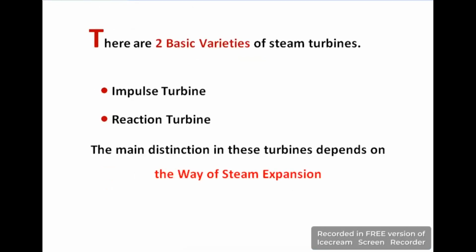Now I will proceed towards the types of steam turbine. So there are two basic varieties of steam turbine. The first one is impulse steam turbine, and the second one is reaction steam turbine. The main distinction in these turbines depends on the way of steam expansion.